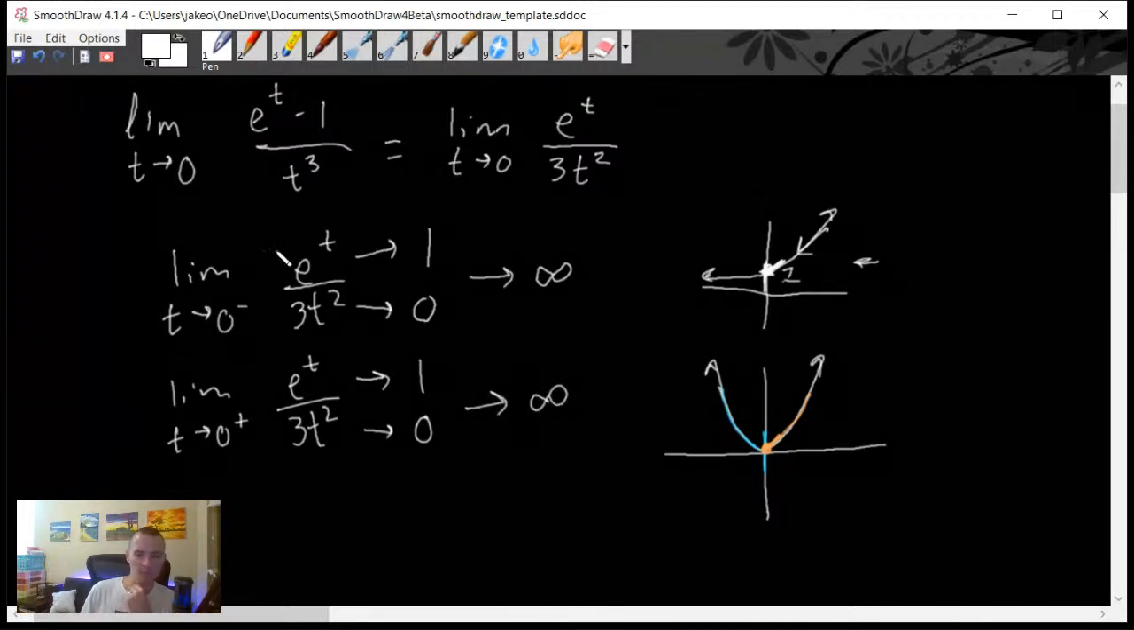So basically what this tells us is both of these one-sided limits go to infinity. As a result, the two-sided limit is going to be equal to infinity also. And therefore, by L'Hopital's rule, this original limit we started with is also equal to infinity.